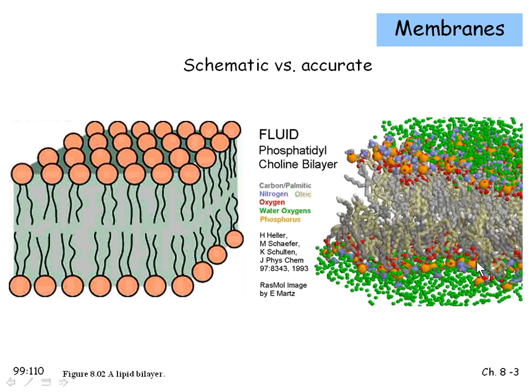So this is a more realistic representation of a membrane that's been generated by molecular modeling. And you can see how here in the interior, you've got the carbons of the palmitic acids tucked away from the water. The reds here are oxygens that are part of the head groups. The browns are nitrogens that are part of the head groups. The green is actually water. The orangey stuff here is the phosphorus.